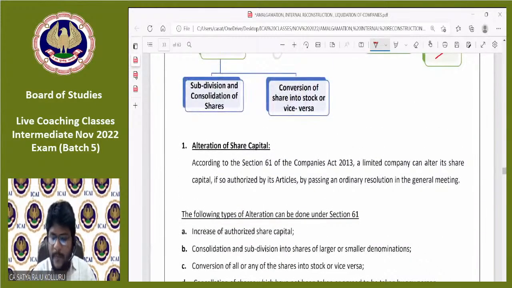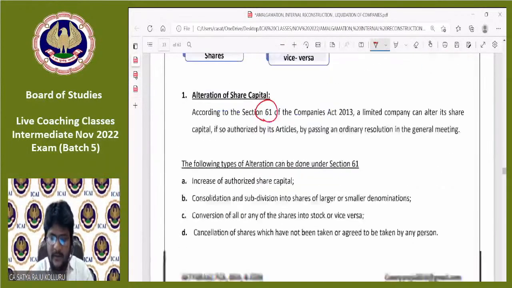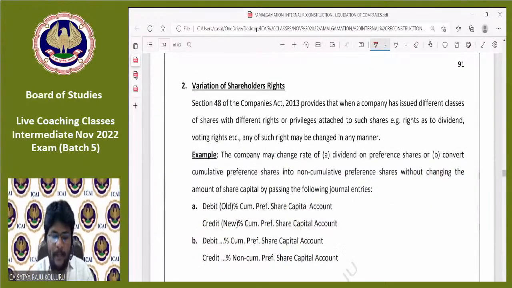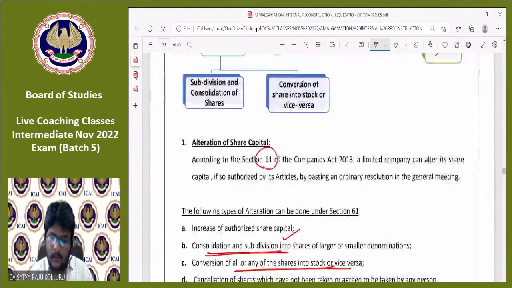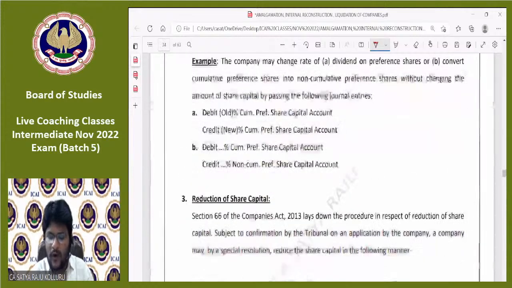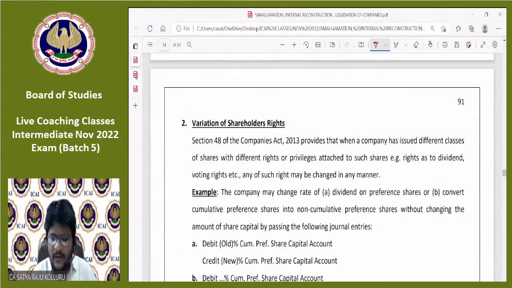Alteration of share capital. Sir, which section deals with it? Section 61. As per Section 61, increase of authorized share capital comes under alteration of share capital. Either consolidation or subdivision also comes under alteration of share capital. Conversion of shares into stock also comes under the alteration of share capital. Am I right? But before doing that, the articles of association provision should be there, and an ordinary resolution also needs to be passed in the general meeting before going for alteration of share capital. All such issues I clearly discussed.